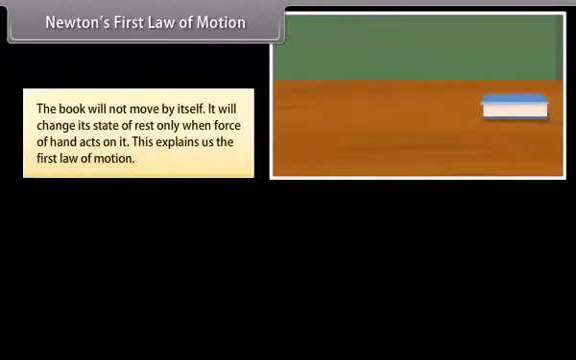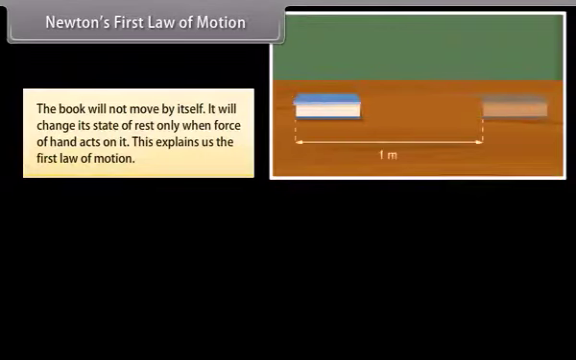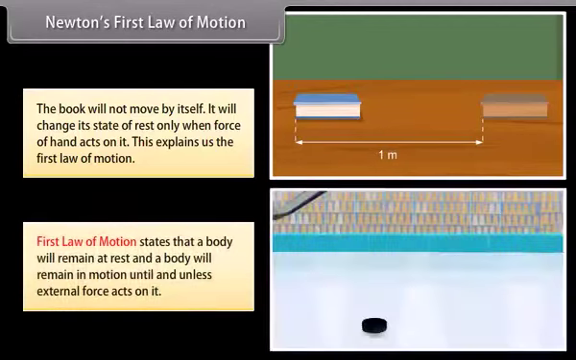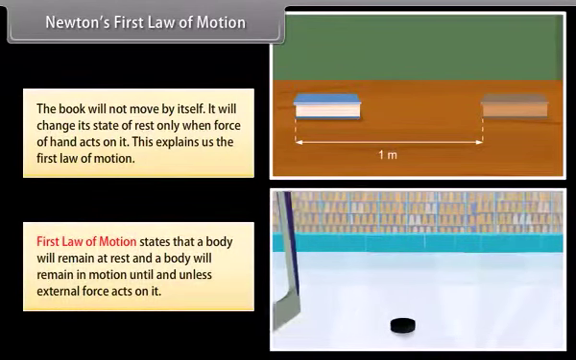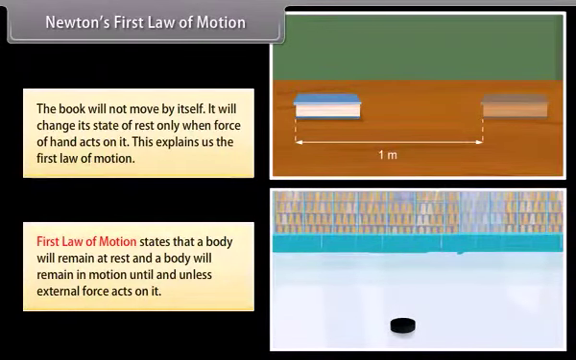Newton's first law of motion. The book will not move by itself. It will change its state of rest only when force of hand acts on it. This explains the first law of motion. First law of motion states that a body will remain at rest and a body will remain in motion until and unless external force acts on it.